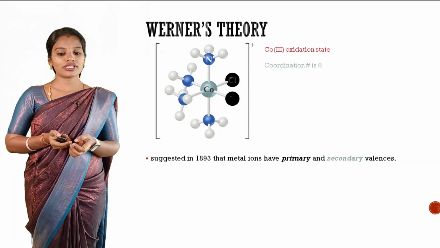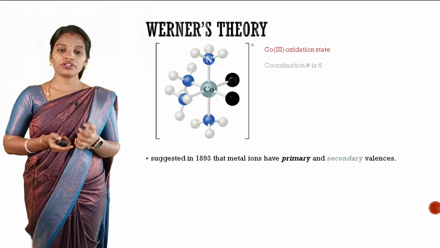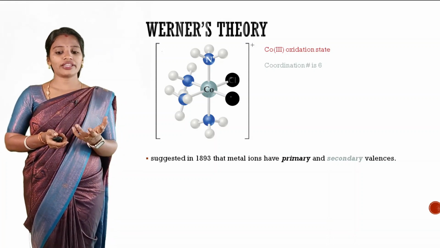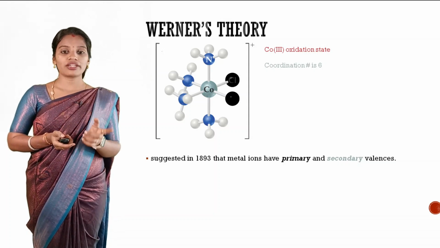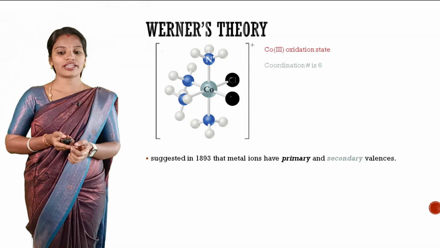The next important evolution of coordination complexes starts with Werner's theory. Werner's theory was suggested by Werner in the year 1893. He derived the theory with two aspects: primary valency and secondary valency.